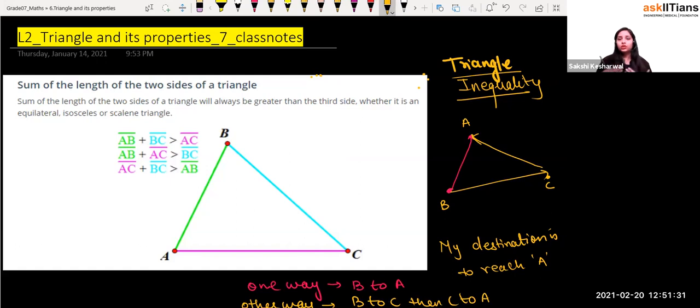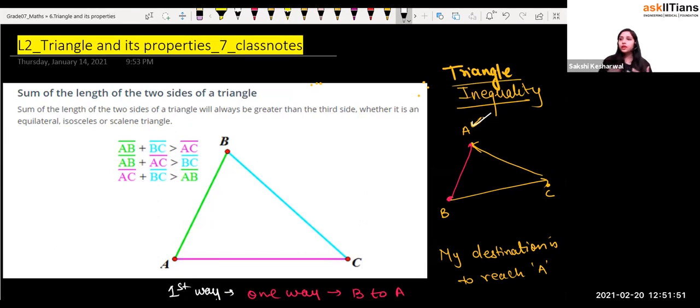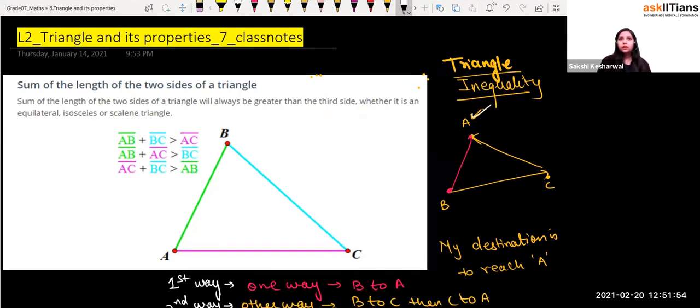Now, your agenda was to reach A, right? You reached A. Now in which way, the first way or the other way, did you travel more distance? I'll say this is the first way, and this one is your second way, right? If I ask you in which way you have traveled more distance, even a small kid will say that going from B to C and then C to A, you traveled a more distance in the second way. And if you directly went from B to A, you have traveled a shorter distance.